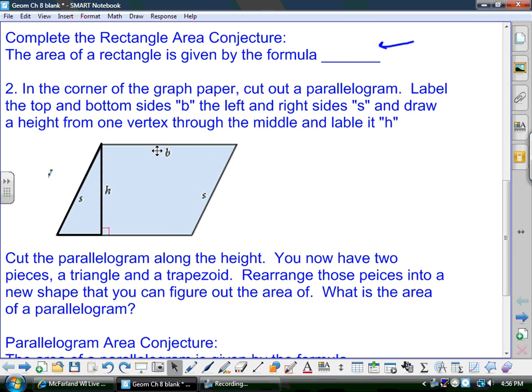And you're going to label the top side B, the left and right sides S, and a height H, exactly like it looks in this picture. Then you're going to cut the parallelogram along the height so that you get 2 different pieces. One of them is a triangle and the other is a trapezoid. Rearrange those pieces into a new shape that we already know how to find the area of. That'll help us figure out what the area of the parallelogram is. Take a moment, pause the video, and try to do that, and then we'll compare answers.